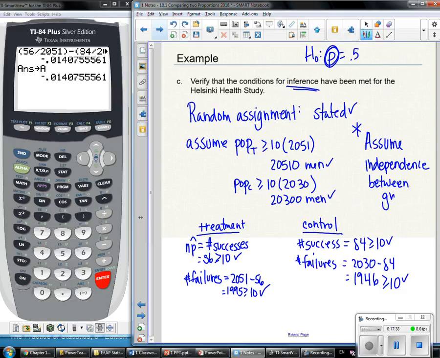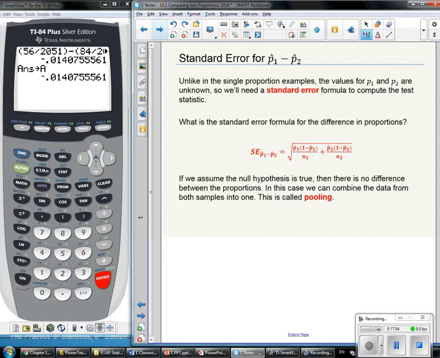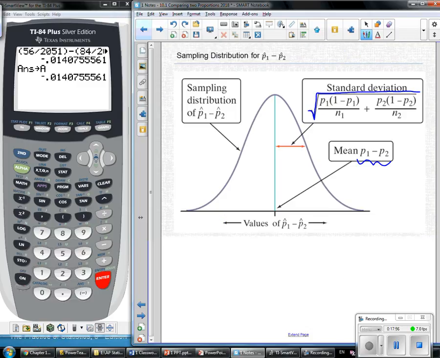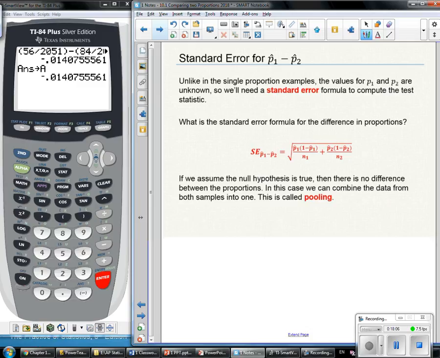And that essentially means that I didn't have a man that was taking both the placebo and the drug. Okay, and that is a new condition that's needed anytime you're dealing with two populations. Okay, so the standard error. Again, remember we said the standard deviation requires knowledge of the true population proportion, which we're not given in this problem. So as usual, if we don't know the true parameter, then we have to rely on our sample value, and then our formula shifts to become a standard error.